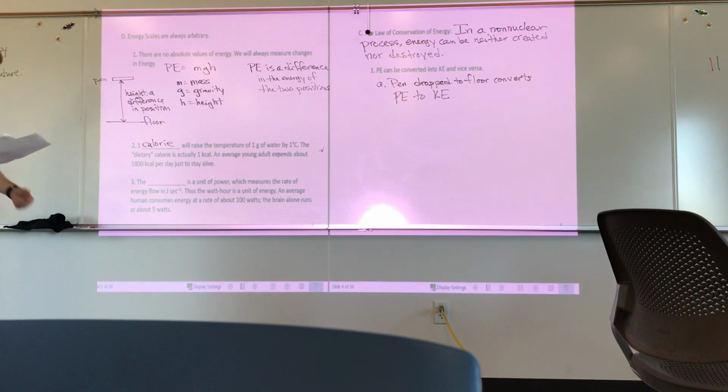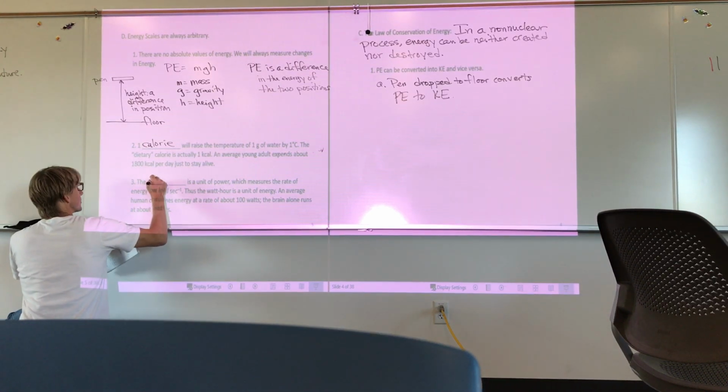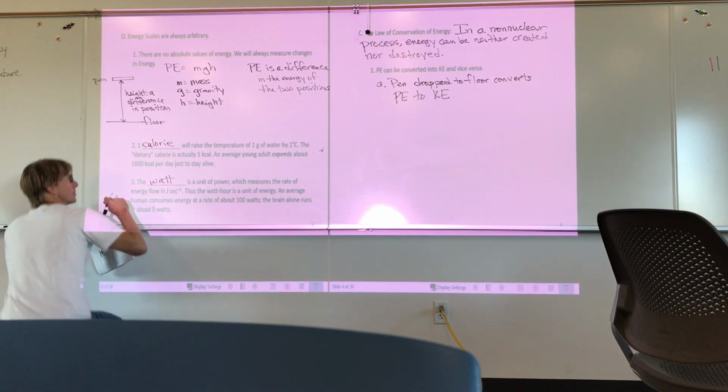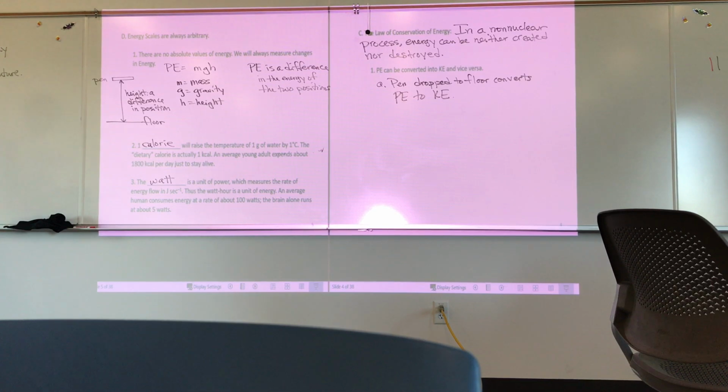The blank is a unit of power. The blank that goes there is a watt. A watt is a unit of power which measures the rate of energy flow in joules per second. Thus the watt hour is a unit of energy. Anyway, these are 2 of the other units that we're going to be talking about a little bit, even as we principally talk about joules. So we wanted to define those.